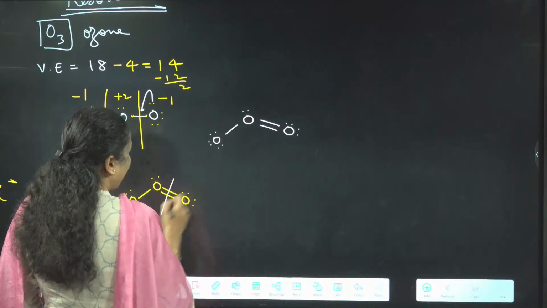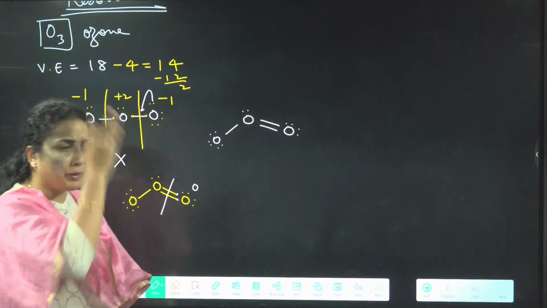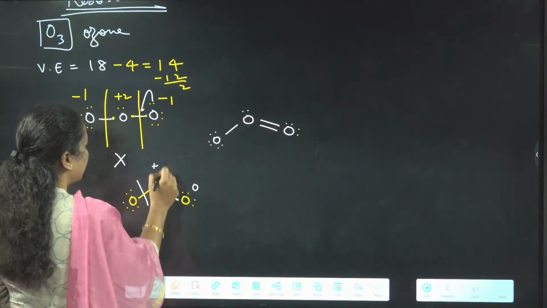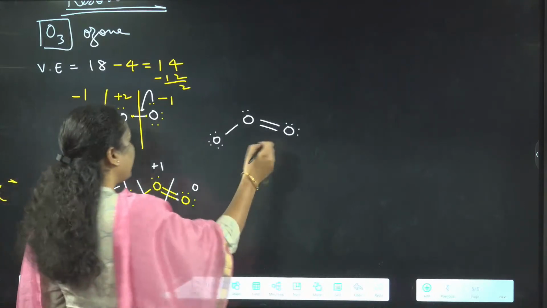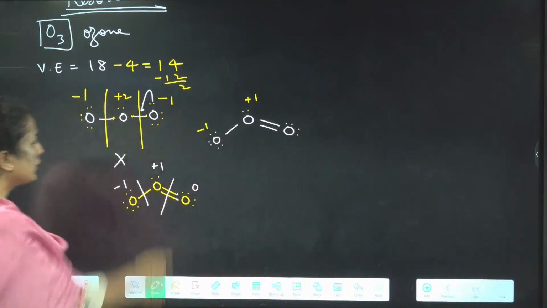So here, what is the formal charge? 0, because of how many electrons are around oxygen for the formal charge calculation. You break it only for calculating the formal charge. Here, how much? +1, here it will be -1. So did I get the structure? This one is +1, this one is -1. So this structure is fine.